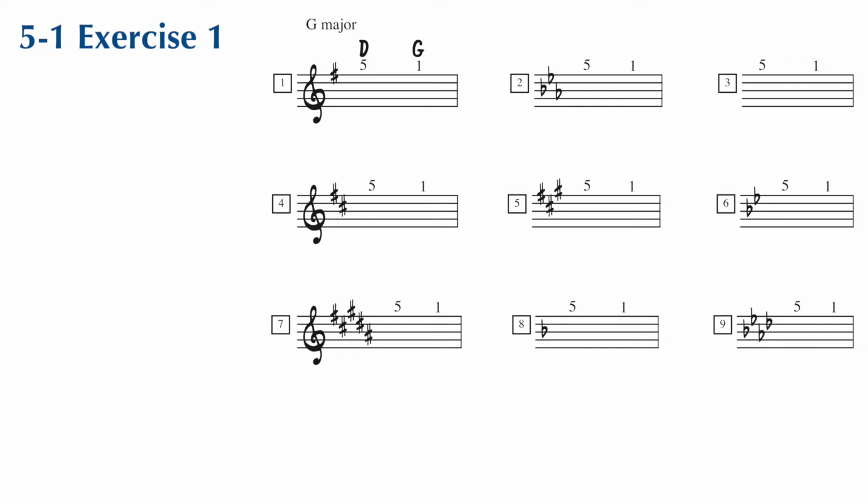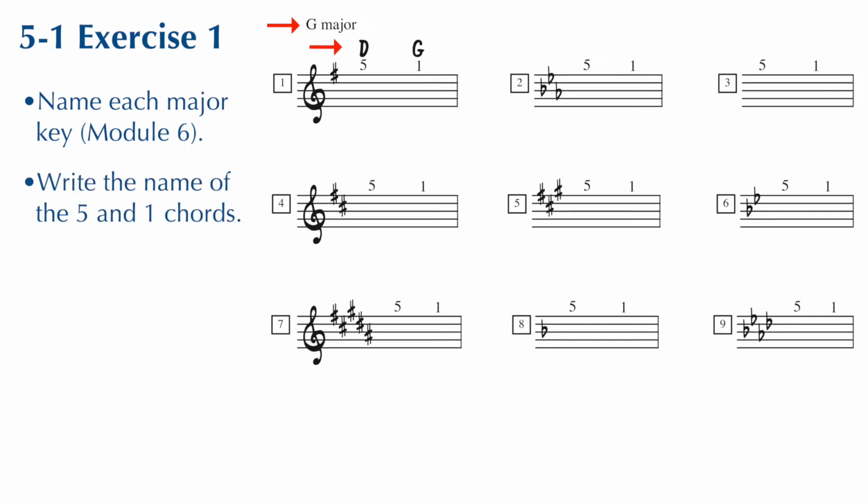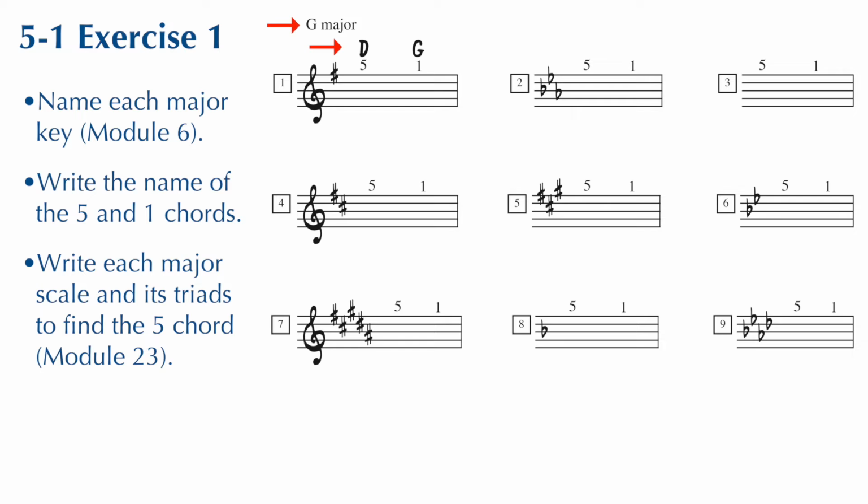On top of page 74, we have this 5-1 exercise 1. You're given a key signature in each measure. Your job is to write the name of the major key above the key signature, and then write the name of the 5 chord and the 1 chord. When we go through the answers, I'm going to show you how to find the 5 chord by building out the scales and triads like we did in Module 23.